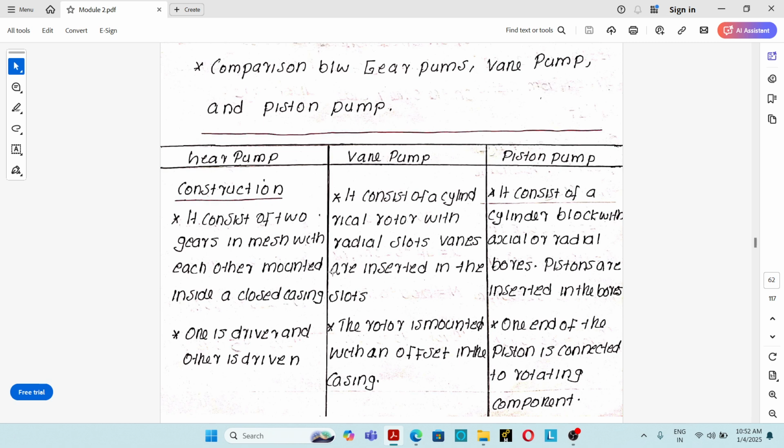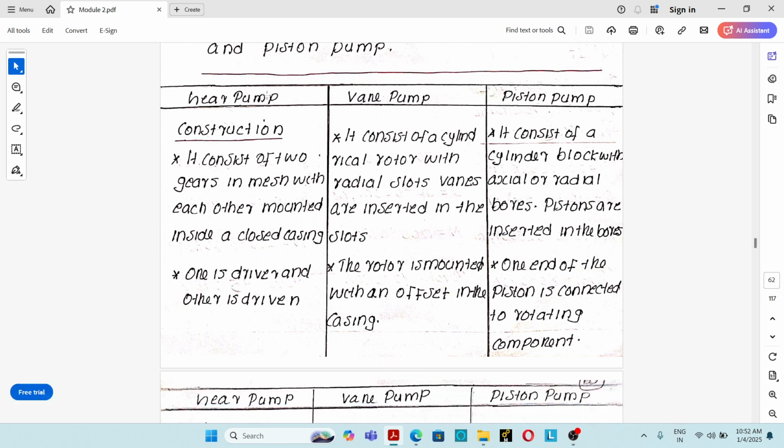Next, comparison between gear pump, vane pump and piston pump. This is a very important topic, usually asked as an essay question in university examinations. Comparison between gear pump, vane pump and piston pump. So we have the gear pump, vane pump and piston pump.